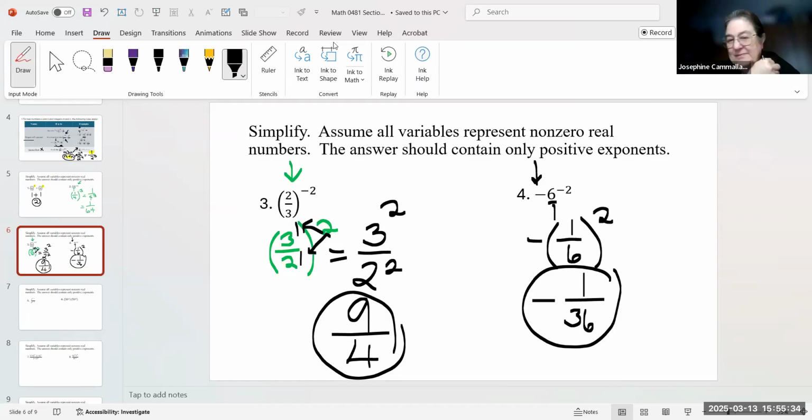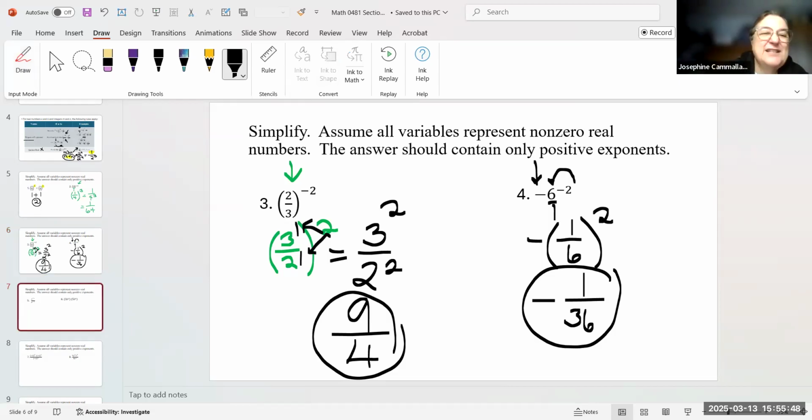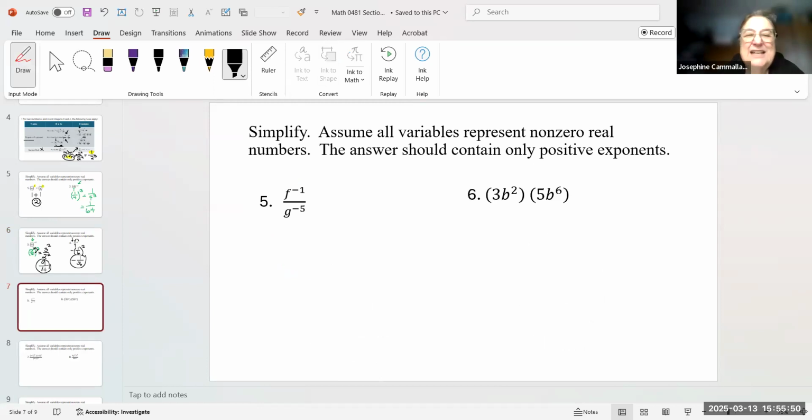Watch out. Add 2, negative to the negative. And then we have these two. Okay, well, this is really nice. F is -1, G is -5.